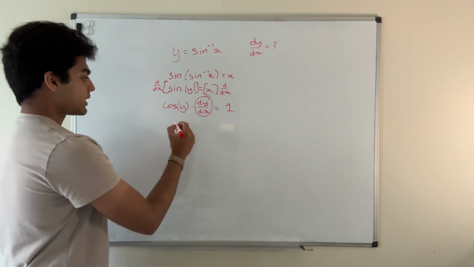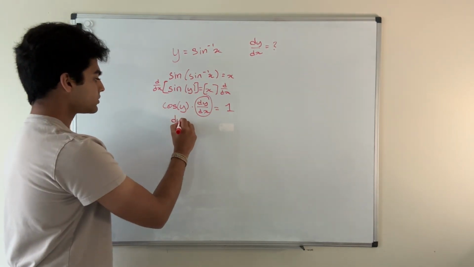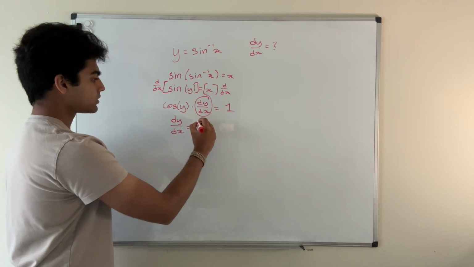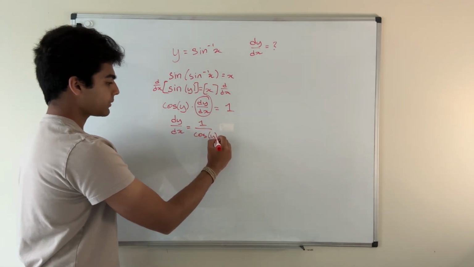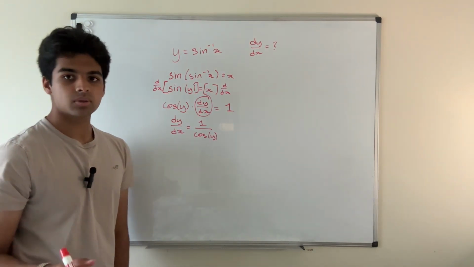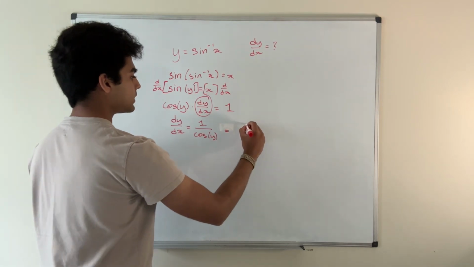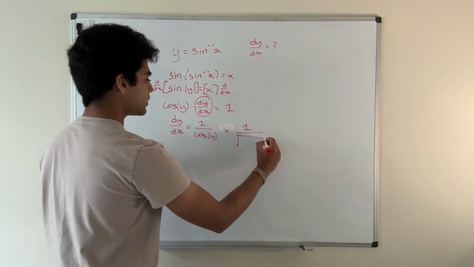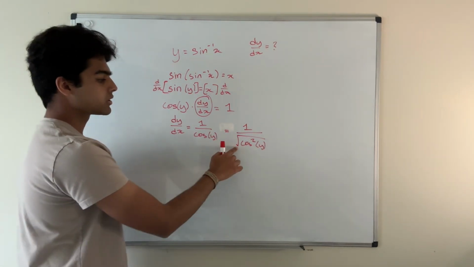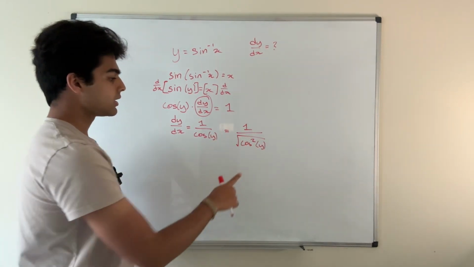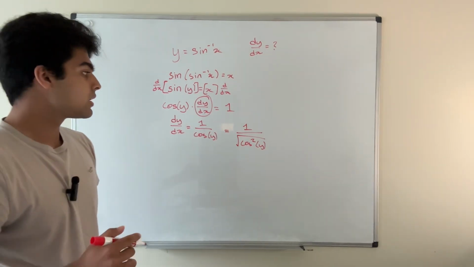So let's do that. We can divide both sides by cosine y. So dy dx equals 1 divided by cosine of y. And now we're going to do something a little strange. We're going to say that cosine y is the same thing as the square root of cosine squared y, right? And this is true because the square root and the square are just going to cancel out. So cosine y and square root cosine squared y are the same thing. And here's why I did that.